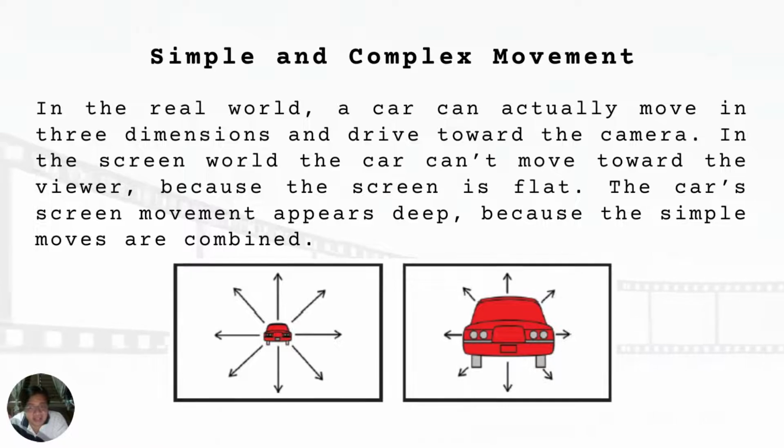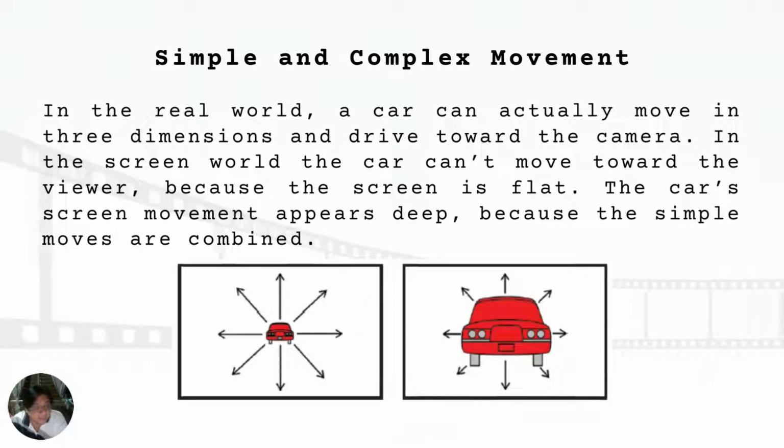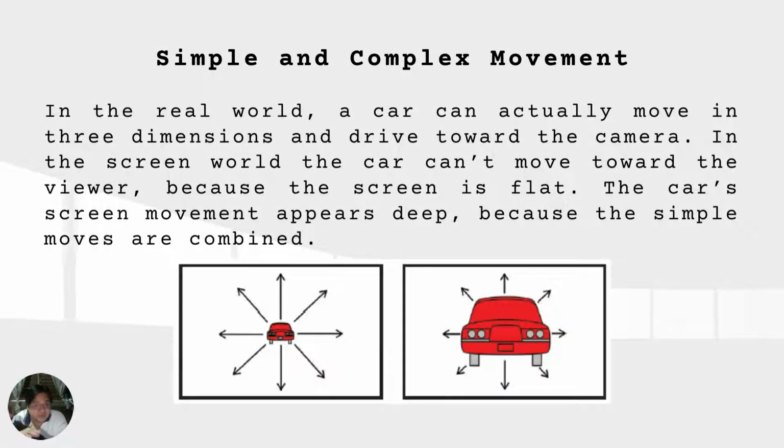Now, in the real world, a car can actually move in 3 dimensions and drive towards the camera. But of course, in the screen world, the car can't move toward the viewer because the screen is flat. The car's screen movement appears deep because simple moves are combined. Simple movements, when combined, become complex movement. The top of the car is moving up, the bottom is moving down, the left side is moving left, and the right side is moving right. The more simple moves combined on a single object, the more complex or deep the movement will appear on screen.